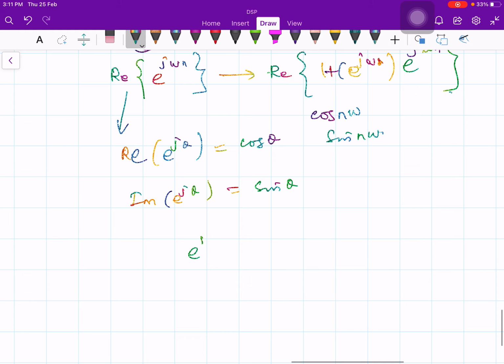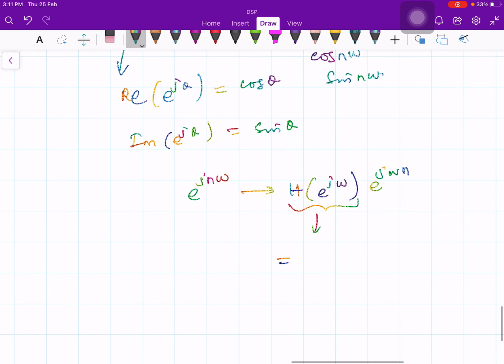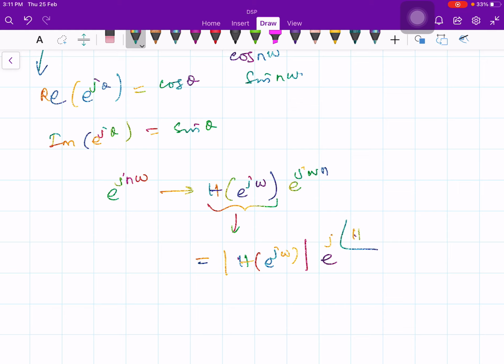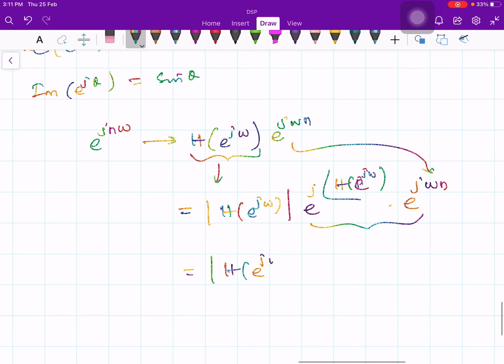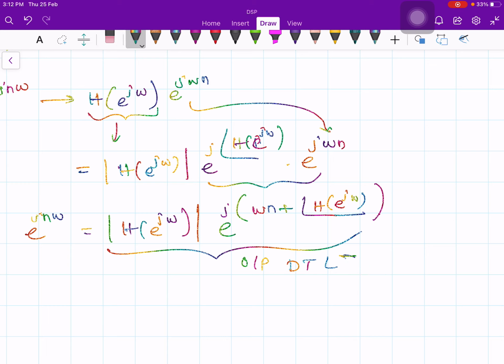So, how do you do that? e to the j n omega gives rise to capital H of e to the power j omega times e to the j omega n. As I said, this is a complex quantity, and it can be written as the modulus of capital H of e to the power j omega times e to the j times the angle of H, times e to the j omega n. Now, these two are phase terms, so combine them: magnitude of capital H of e to the power j omega times e to the j times omega n plus the angle of capital H of e to the power j omega. So, this is my input and this is my output of the discrete time linear time invariant system.